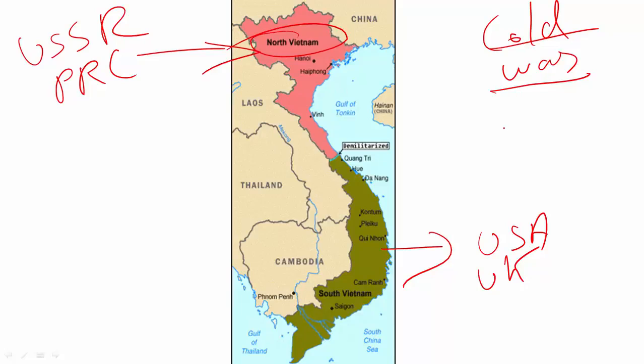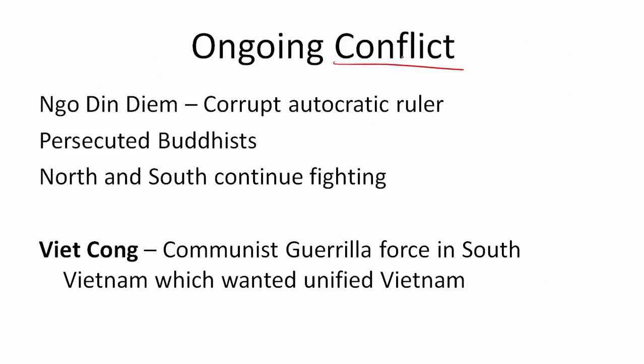Just like Korea was divided into North and South Korea and a war was fought, at the same time North and South Vietnam were also divided. This was in 1954. But this Geneva Accord did not bring lasting peace. Why? Because the conflict was still ongoing.